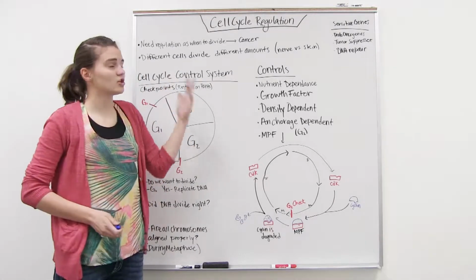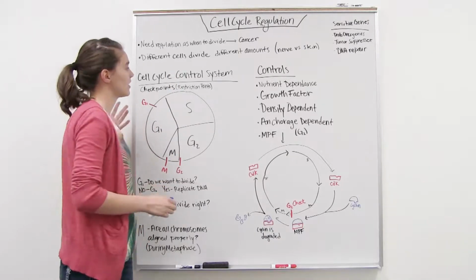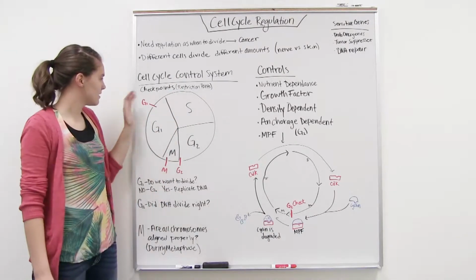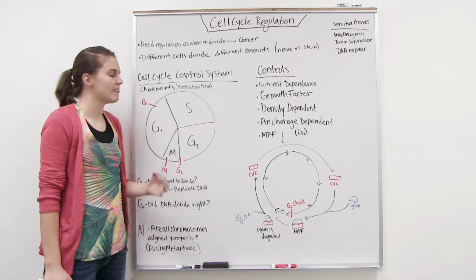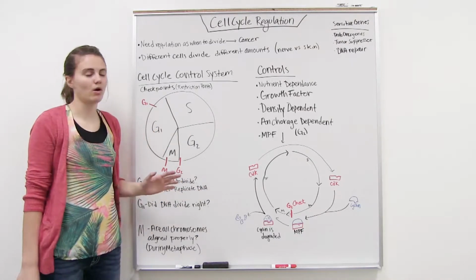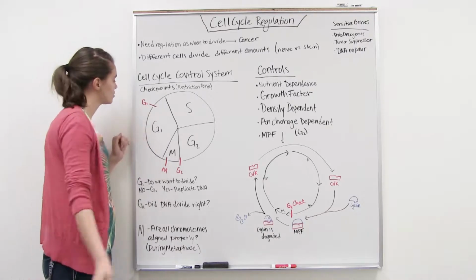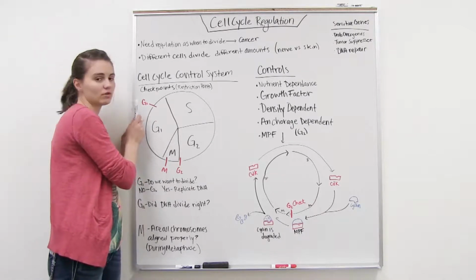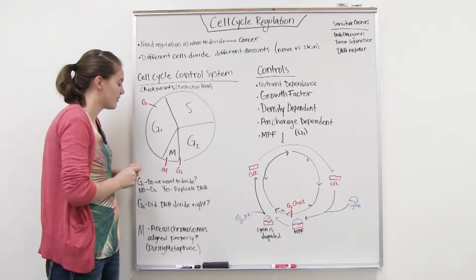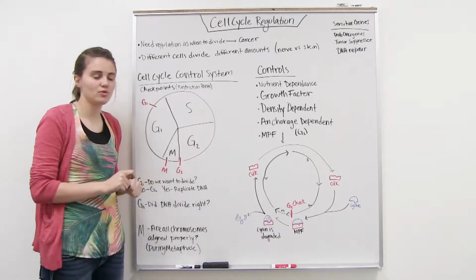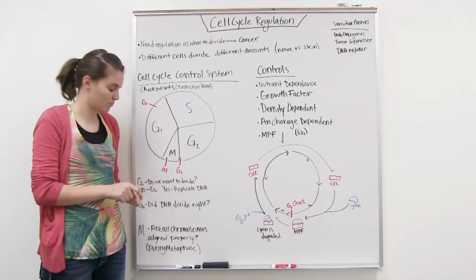So the way that we control this is by the cell cycle control system. It involves three main checkpoints, or otherwise called restriction points. They need to be passed before they continue on the cell cycle. There's one that's called the G1 checkpoint. It happens at the end of G1. There's one at G2, and there is the M checkpoint.